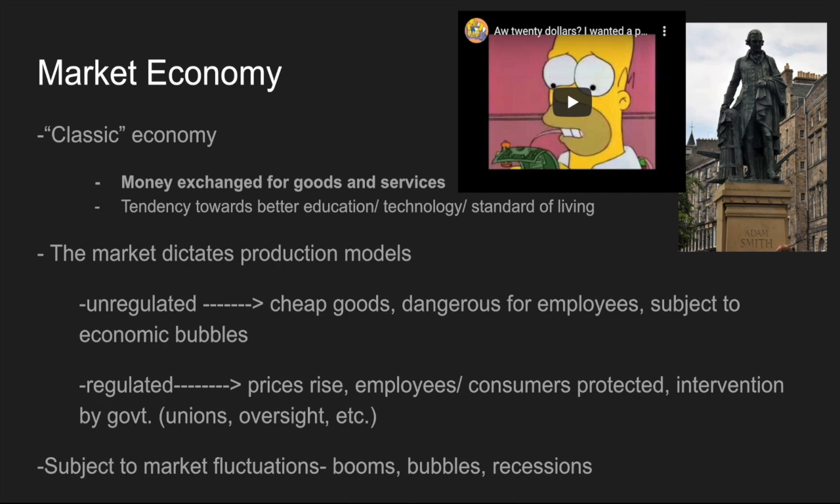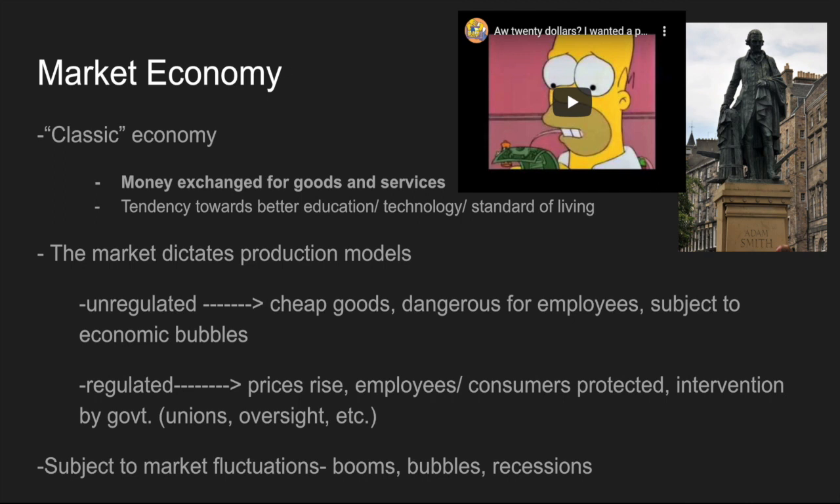So let's do an example of this real quick. An unregulated economy. Think about one for a second while I take a quick drink here. Let's go with light up fidget spinners. You remember those? You were in what, like 7th or 8th grade when those came out?